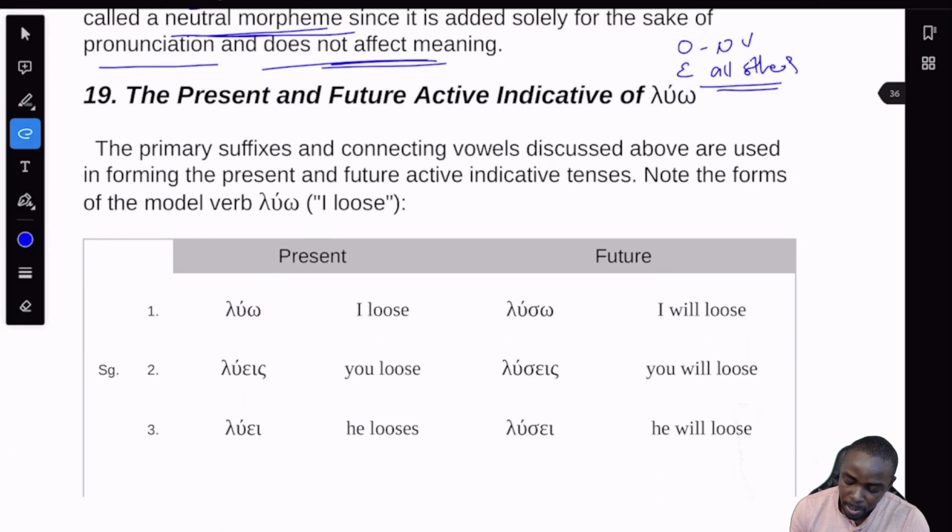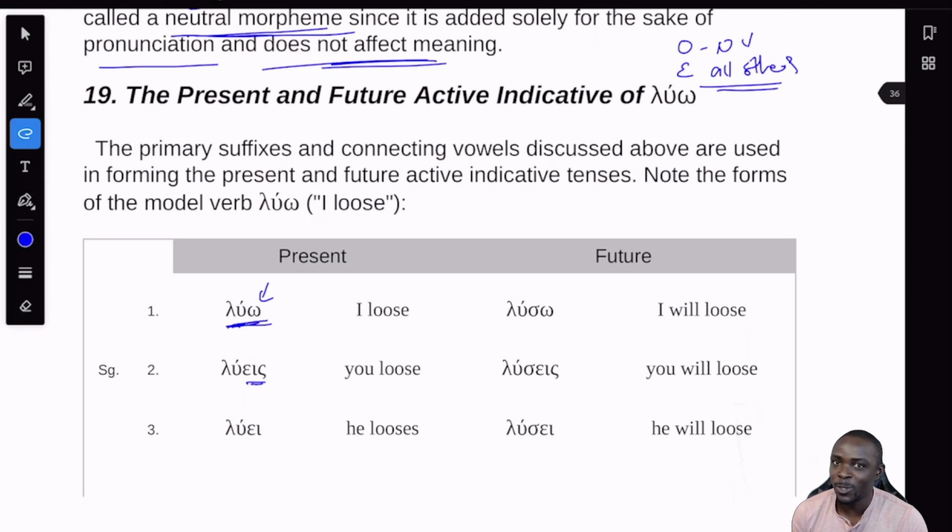Okay? So what does that look like? So here, remember, our main word is luo, I loose. So luo means I loose. Now, how do I get I loose? Because this is first person singular. The omega is first person singular. So you're going to say I because it's first person singular, right? Eis is what?